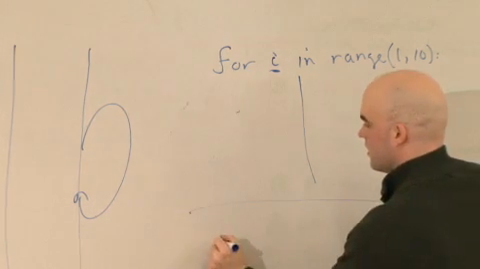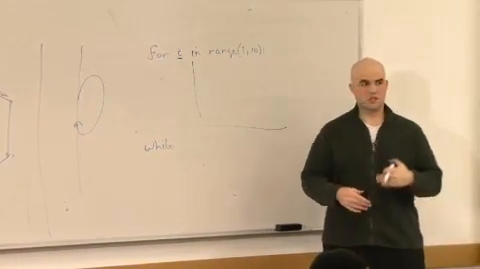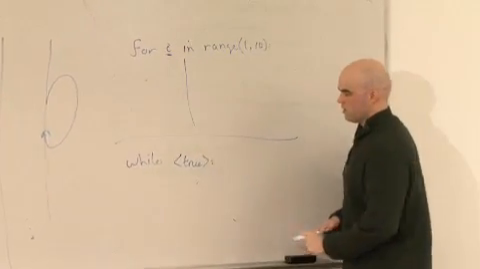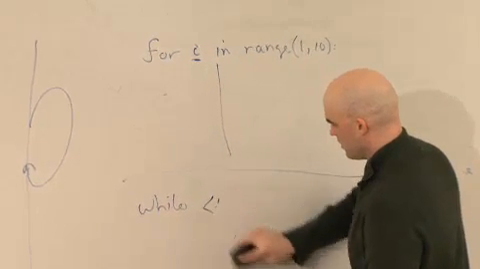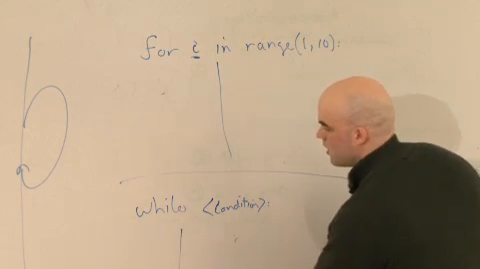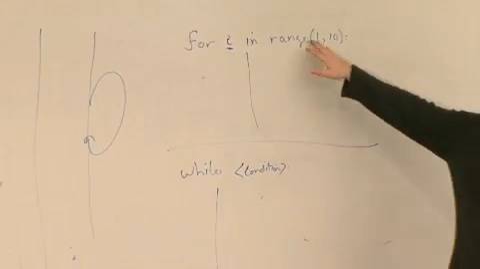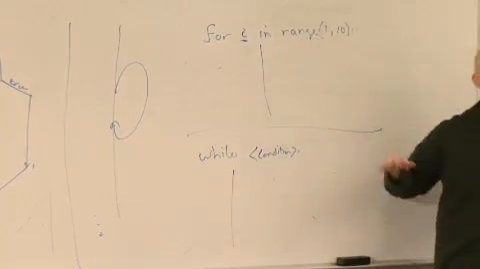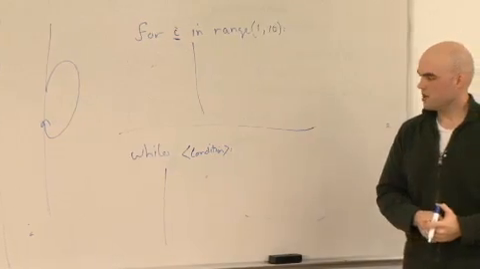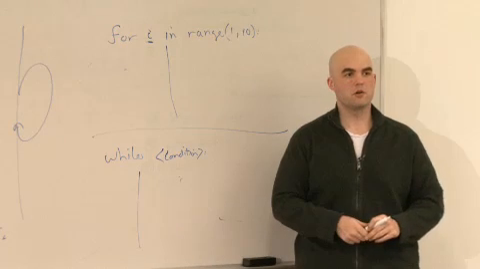And then the last one is a while loop. A while loop executes as long as a condition is true. It's useful when you're not necessarily iterating over a finite set of elements, or you don't necessarily know how many times you need to execute a specific loop. You just know that you need to keep executing this code while something is true. And we'll see an example of that pretty quickly.